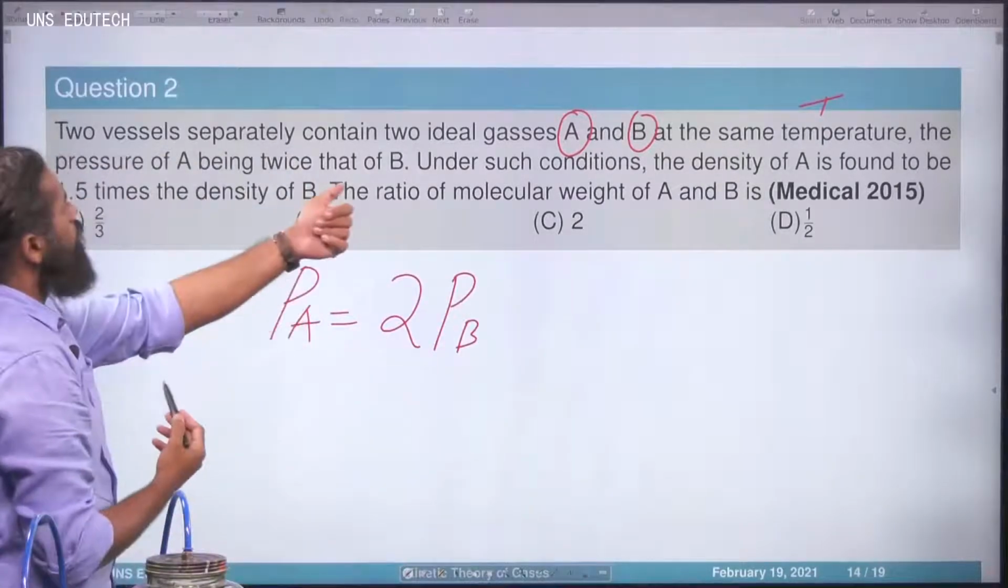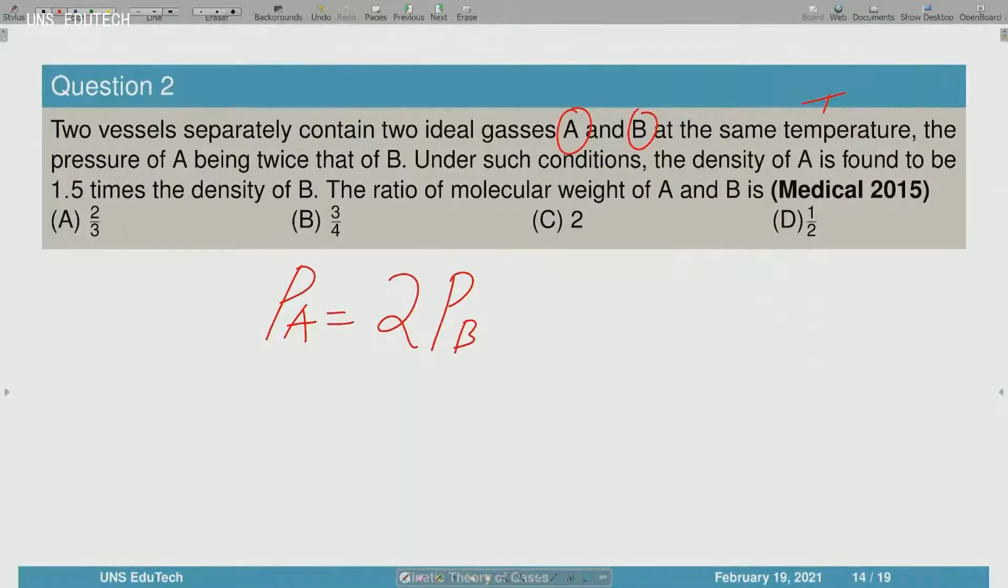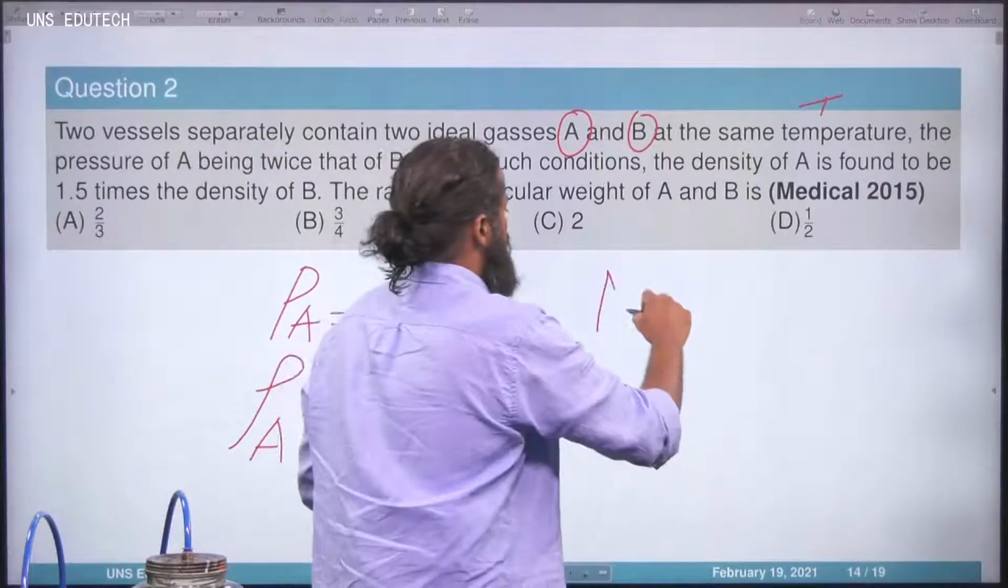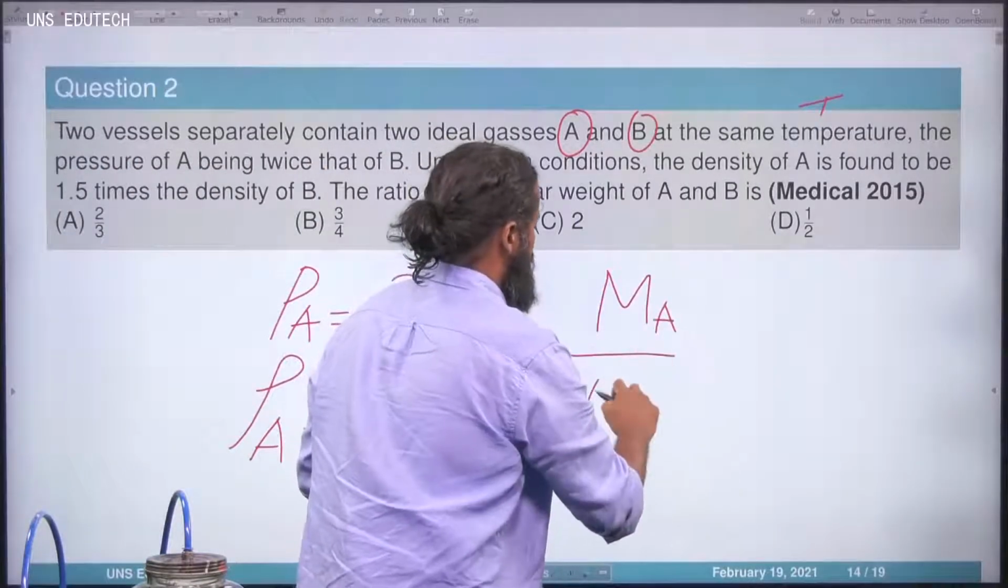Now, under such conditions, the density of A is found to be 1.5. Density is represented by rho. So rho A is equal to 1.5 times rho B. Now, the ratio of the molecular weight of A and B is the question. What is the ratio of the molecular weight? The question is MA by MB.